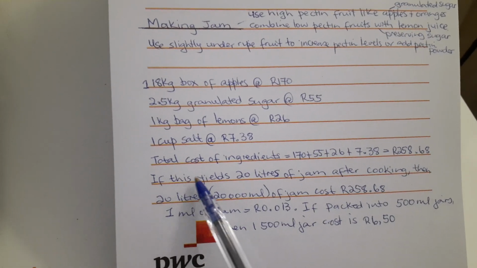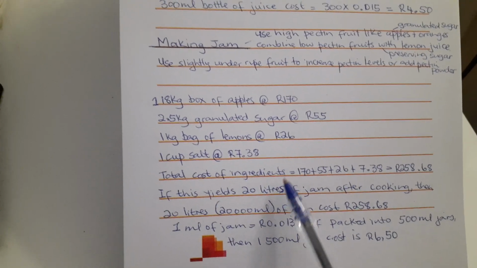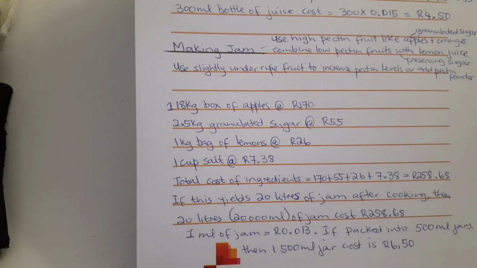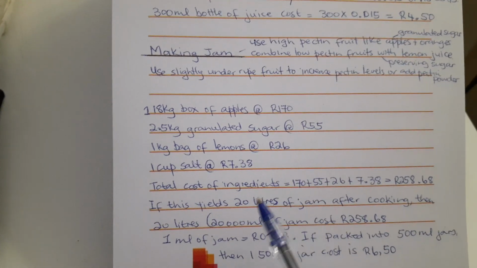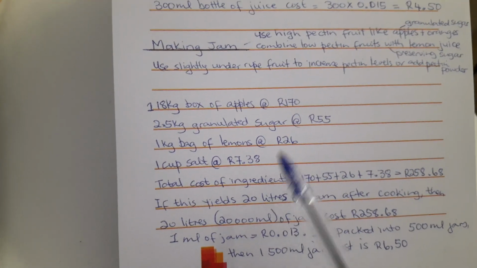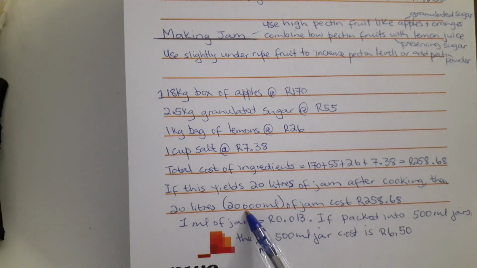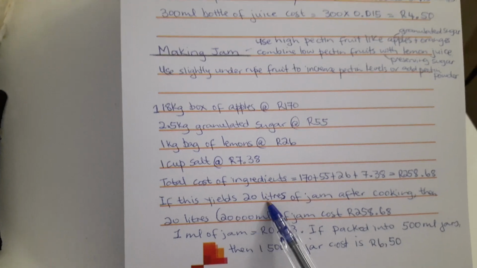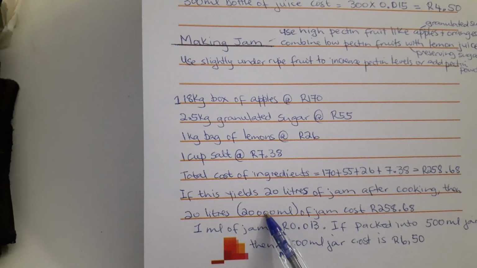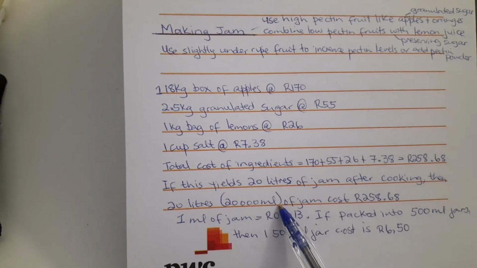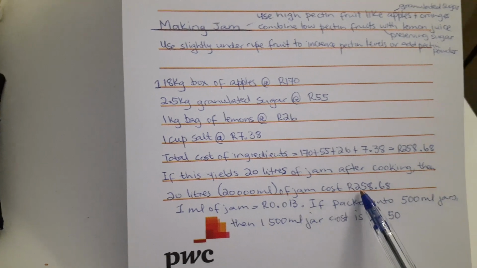And now if this gives us 20 liters, because remember it was 18 kg and we add 2.5 kg of sugar to it, and it's going to melt. I assume, I haven't done it, but let's assume that now we end up with 20 liters. Remember that 20 liters is 20,000 mils. We end up with 20 liters of jam after cooking it, and the cost of 20,000 mils was 258.